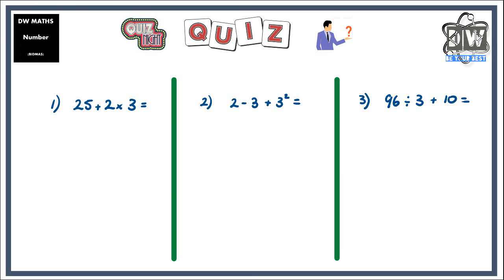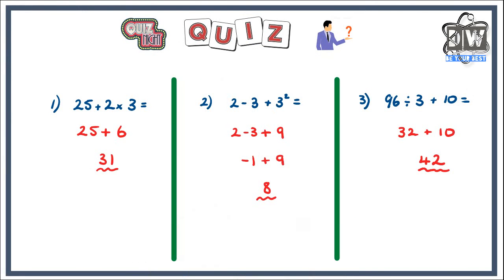And here we go, everyone. It's time for the answers. Hopefully you got all those correct. So we went 31, 8 and 42. If you've got anything wrong, clearly look at my working, see where you've gone wrong and make those adjustments. But I'm sure you've got them absolutely fine.